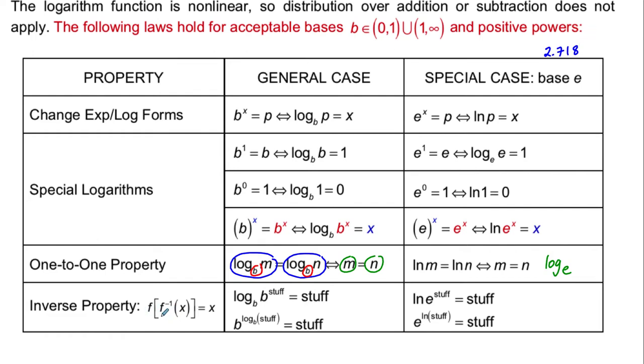The inverse property is a property that says log base b and b to the cancel, leaving us with stuff equal to stuff. And it doesn't matter if you take the log base b on the outside and b to the on the inside, or if you reverse the order. Let's take another look at that just to get a bit more clarity.